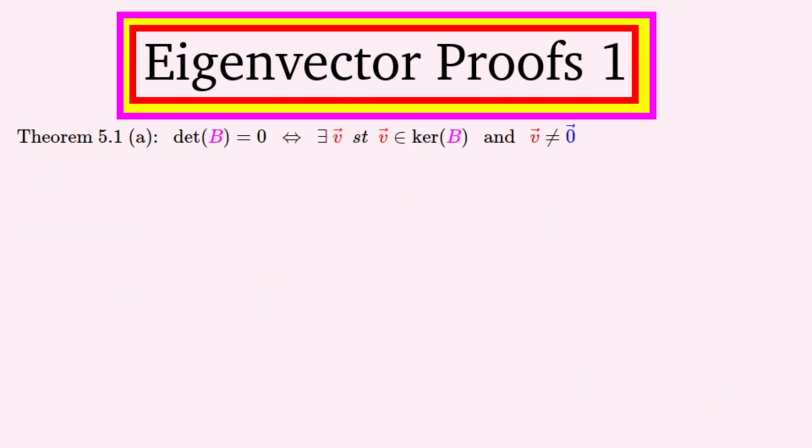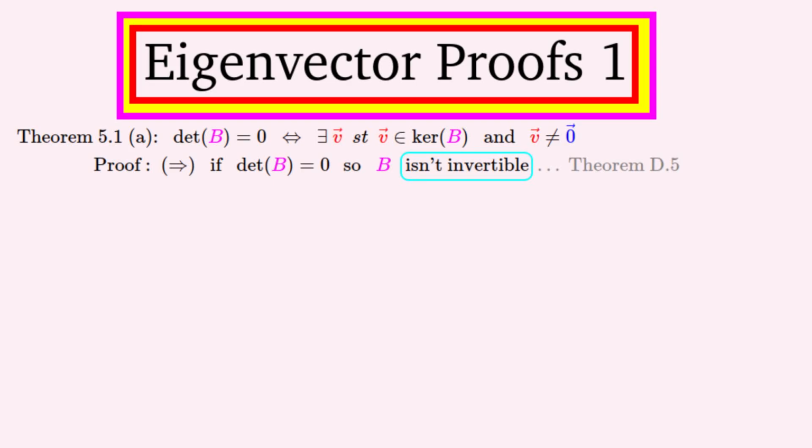So to prove the main part of this theorem, we'll prove this first, that this statement is true. After we prove this, we'll substitute the expression A minus lambda I back in for B, and thereby prove the main part of this theorem. Now to start proving part A of this theorem, we'll prove it in the forwards direction first, and suppose that this determinant is 0. So B can't be invertible because of a theorem that we've proven in a past video.